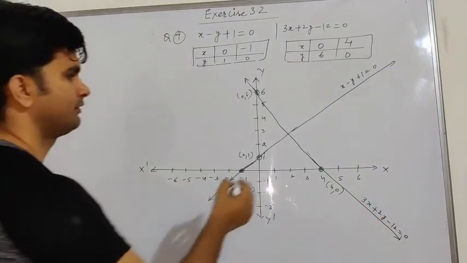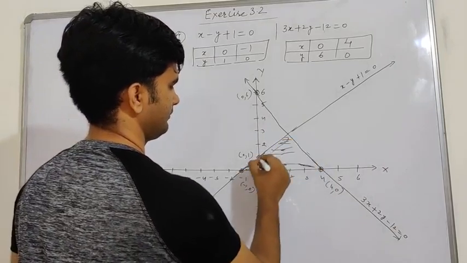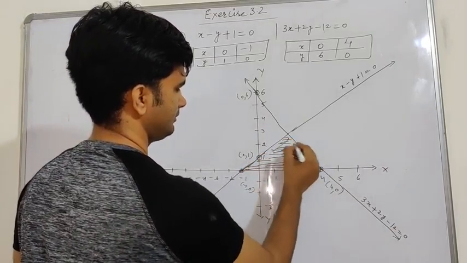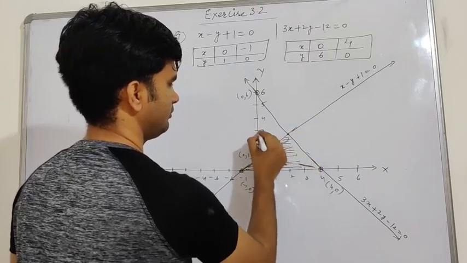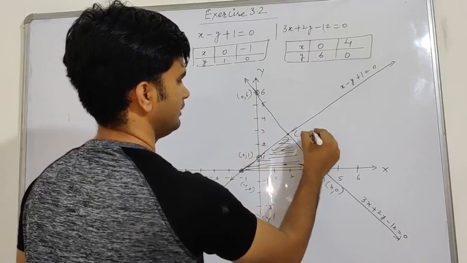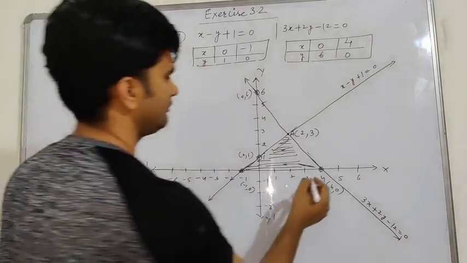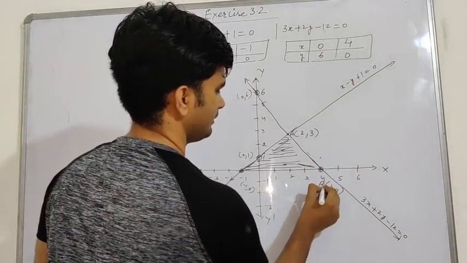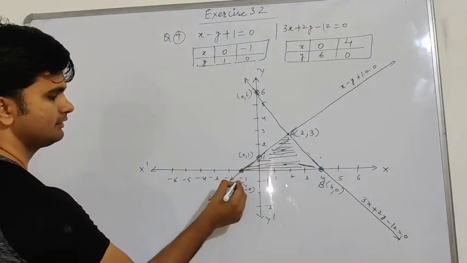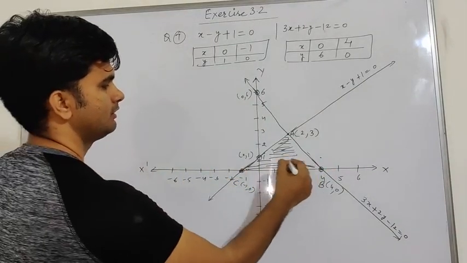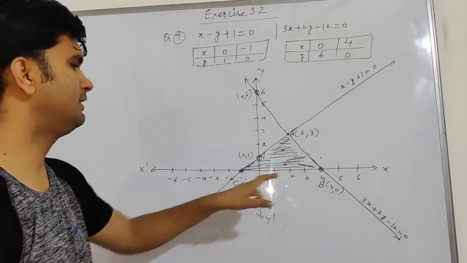Now we have this triangular part. Shade this triangular part. From here, x is equal to 2 and y is equal to 3. So the first vertex A is (2, 3). Then the next vertex B is this one, (4, 0), and the third vertex C is (-1, 0), right? So we have the triangle ACB.